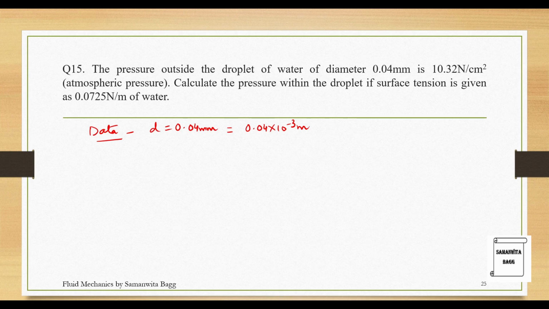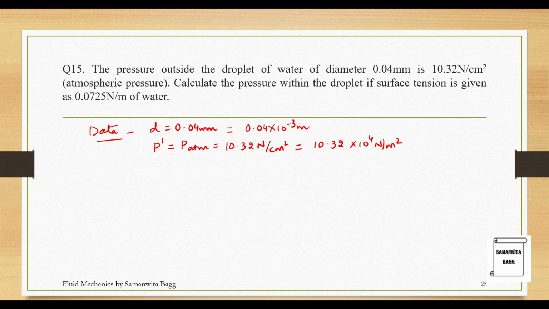And the pressure outside is given. So let's mark this as P dash, because when we talk about the pressure inside, we are using the symbol P. So now it is given the pressure outside the droplet, that is atmospheric pressure is given to us. Or you can also use this as P atmospheric, something like this. It's your choice of symbol. So you can write this as 10.32 Newton per centimeter square. This is nothing but 10.32 into 10 raised to 4 Newton per meter square. Calculate the pressure inside the droplet. We need to calculate the value of P.